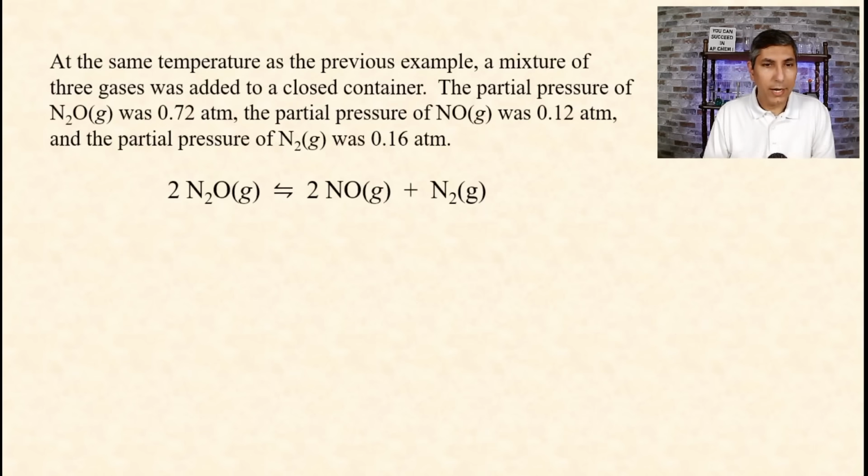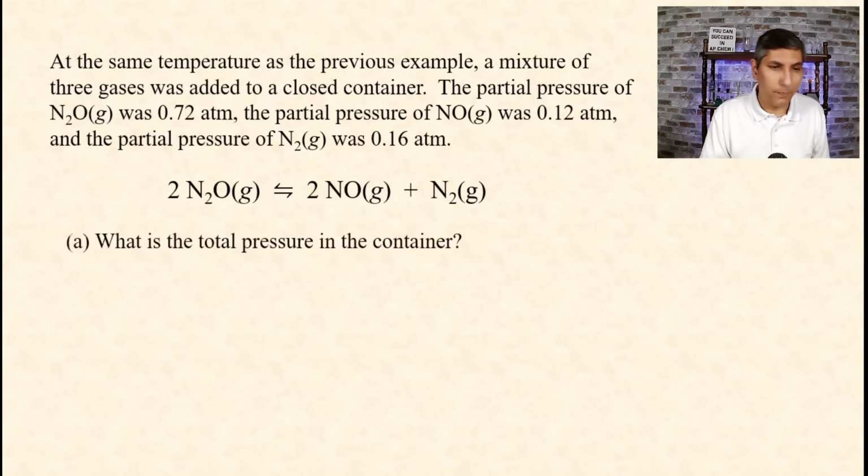Now let's move on here and take a look at another equilibrium problem. This time it says at the same temperature as the previous example, a mixture of 3 gases was added to a closed container. The partial pressure of N2O gas was 0.72 atmospheres. The partial pressure of NO gas was 0.12 atmospheres, and the partial pressure of N2 gas was 0.16 atmospheres.